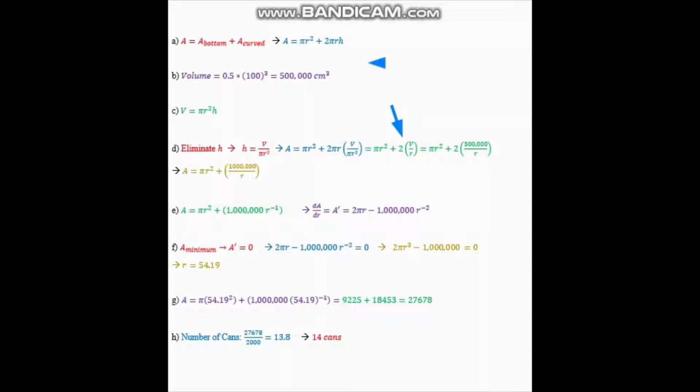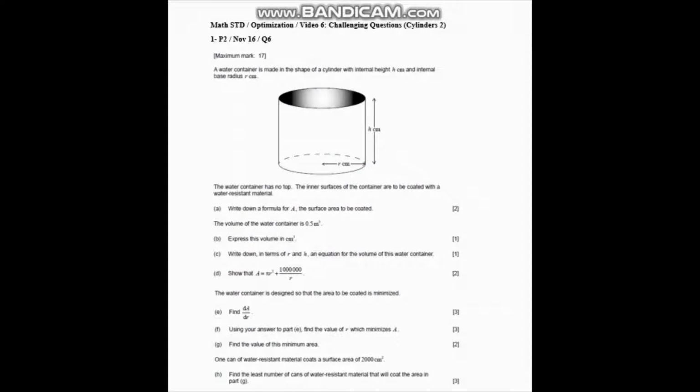And since we already know that V is equal to 500,000, hence the area is equal to pi r squared plus 2 times 500,000 over r. 2 times 500,000 gives us 1 million, which helps us obtain this expression in gold, equivalent to the one provided in the question. Next, I'm told that the water container is designed so that the area to be coated is minimized. Find dA by dr, so I simply need to differentiate this expression for A right there.